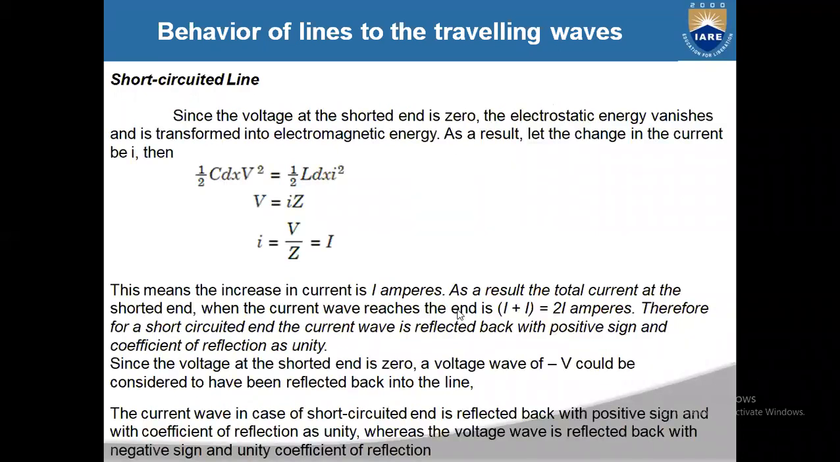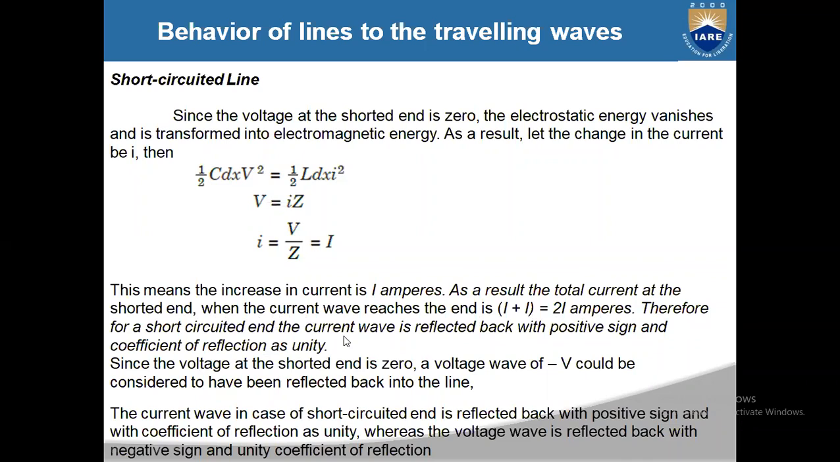Okay. So now the same relation, electrostatic energy half C dx V square, will be changed to half L dx small i square, where i is the changing current here. So from this, you can write I as V by Z, which is equal to I. So the changing current is capital I. This means there is an increase in the current by I amperes. Because of that reason, the total current at the short circuited end will be equal to 2 amperes.